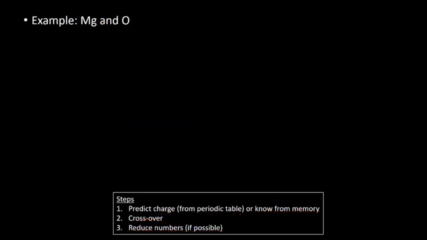Okay, next one. Here we have magnesium and oxygen. So magnesium is +2 from the position on the periodic table. Oxygen is -2. Now we cross over and we get Mg2 and O2. All right, now we can see that we've predicted the charge and we've crossed over. Now we can reduce them.